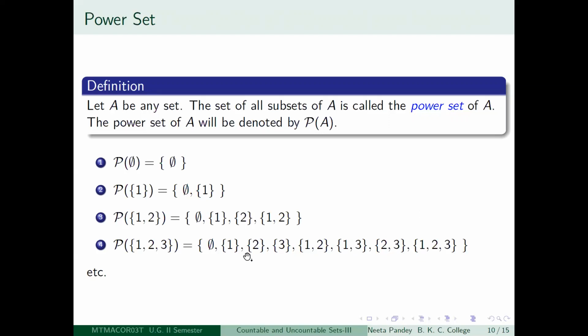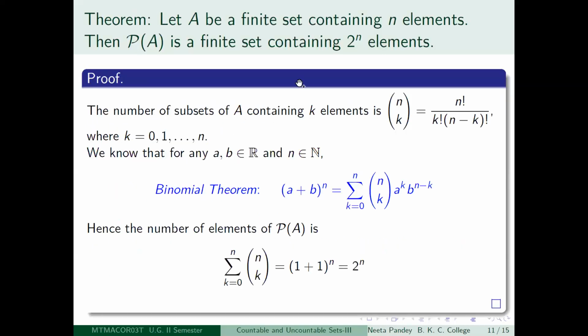So how many have you got now? You have got 8 elements in the power set of {1, 2, 3}, that is 2 to the power 3, right? So this is a general result which tells you that if you have a finite set A containing n elements, then the power set of A will be again a finite set containing 2 to the power n elements. So how do you determine that?